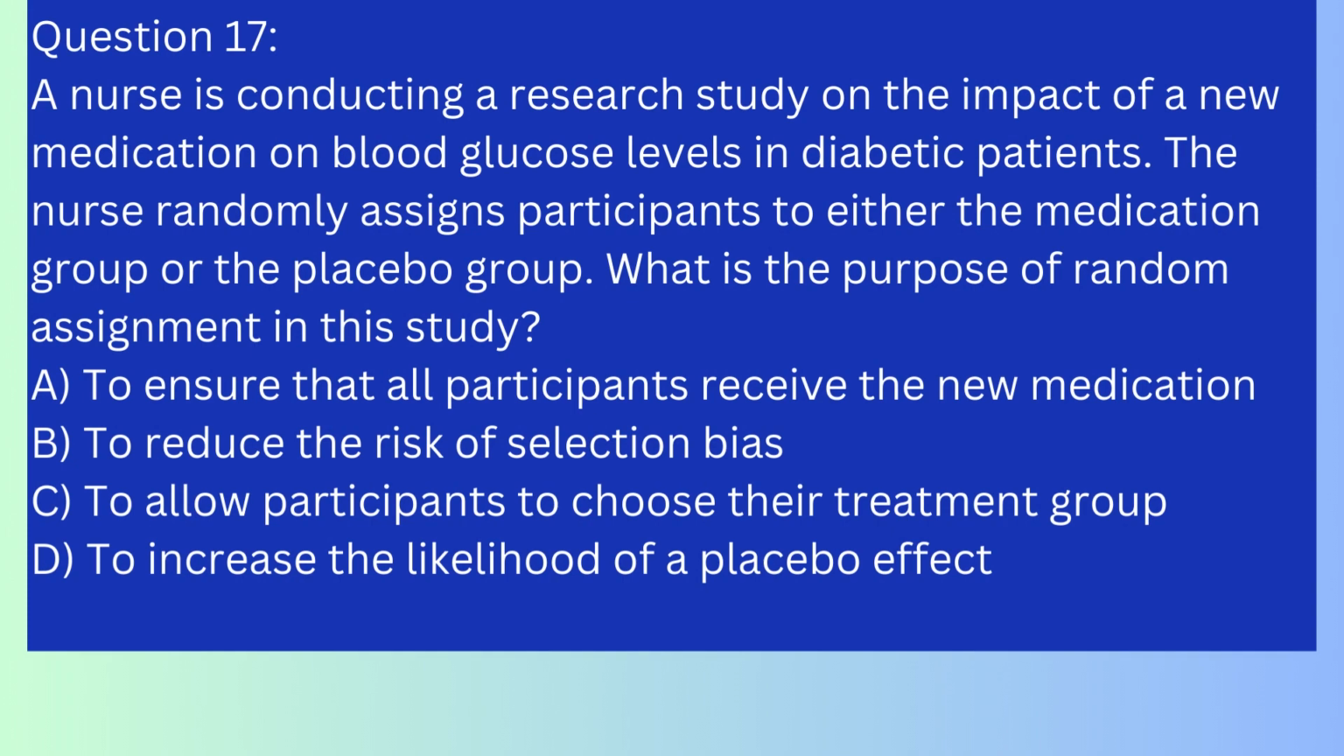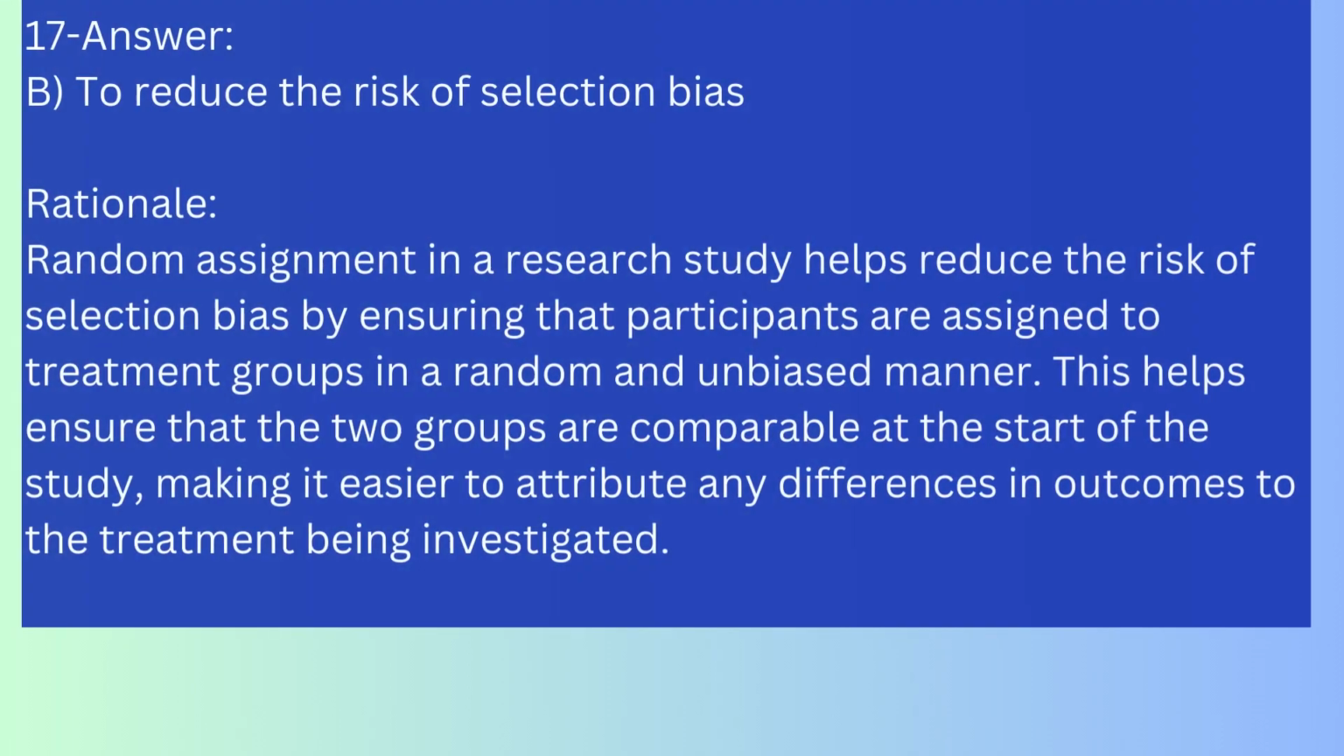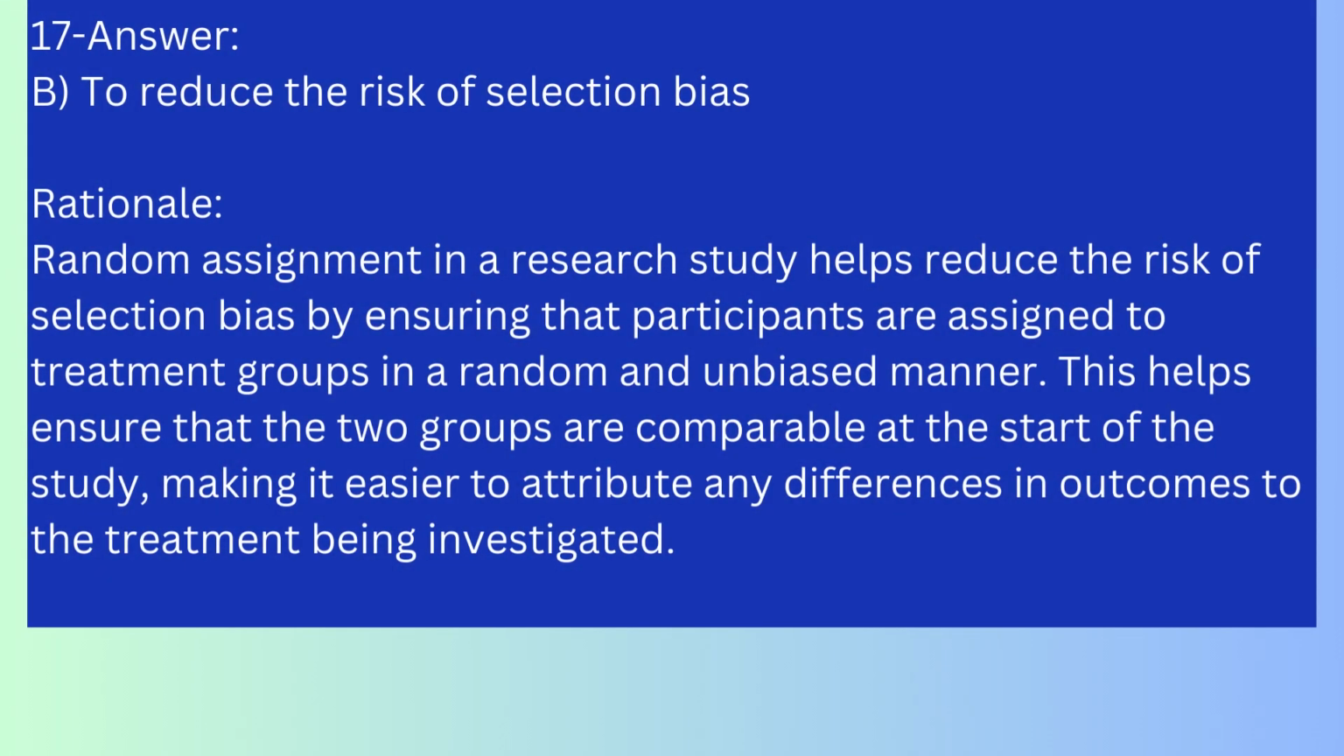Question 17. A nurse is conducting a research study on the impact of a new medication on blood glucose levels in diabetic patients. The nurse randomly assigns participants to either the medication group or the placebo group. What is the purpose of random assignment in this study? A. To ensure that all participants receive the new medication. B. To reduce the risk of selection bias. C. To allow participants to choose their treatment group. D. To increase the likelihood of a placebo effect. Answer: B. To reduce the risk of selection bias.